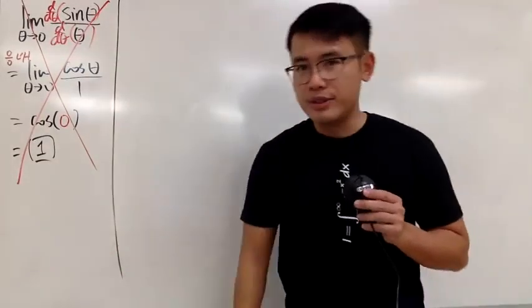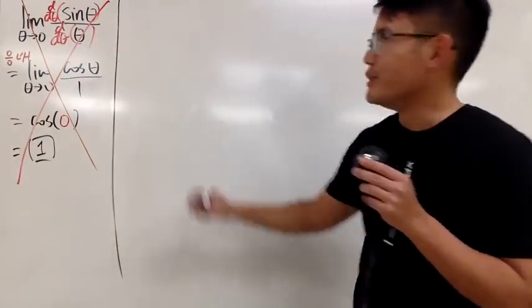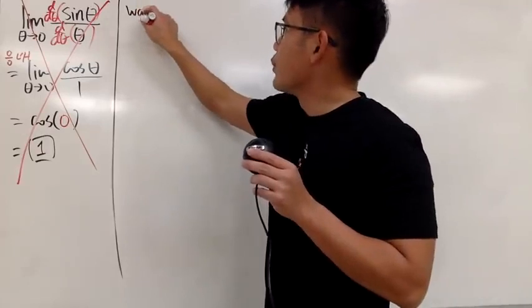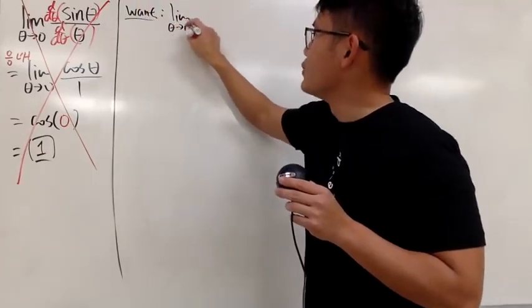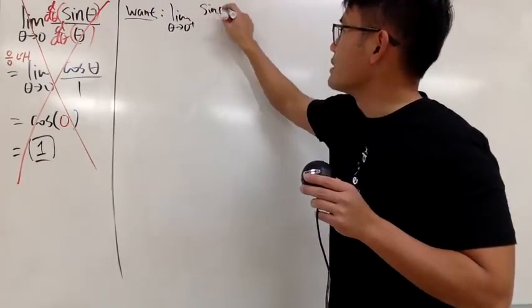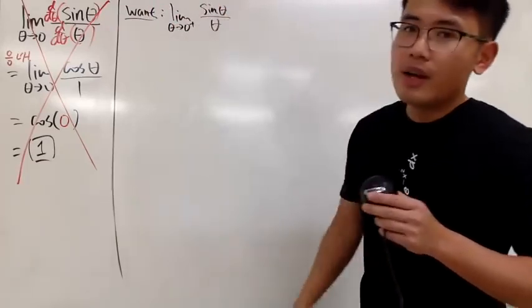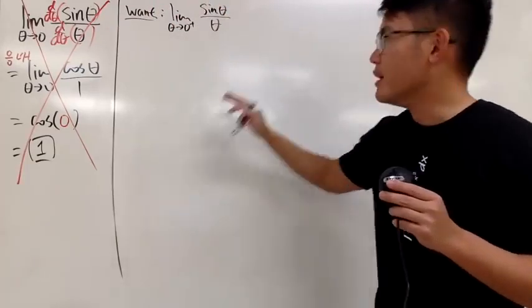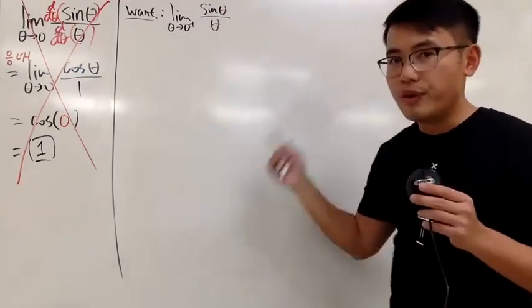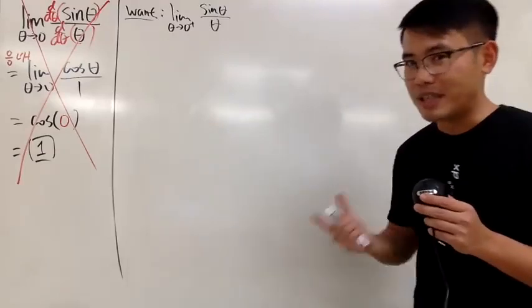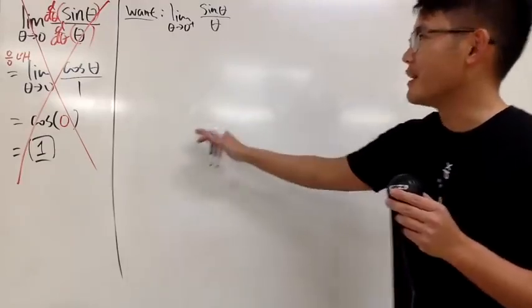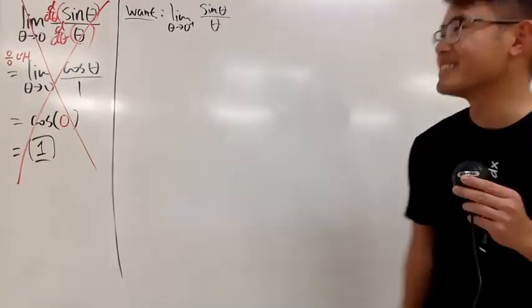Therefore, we must use another way to figure this out, and let's do it right here. The way that we actually need to do it is by using geometry. First of all, we want to get the limit as theta goes to 0 plus of sine theta over theta. You'll see this is actually what we need, because later on we can also use this to figure out the limit as theta goes to 0 minus, and you'll see you will end up with the same answer, and then we can conclude the limit as theta goes to 0.